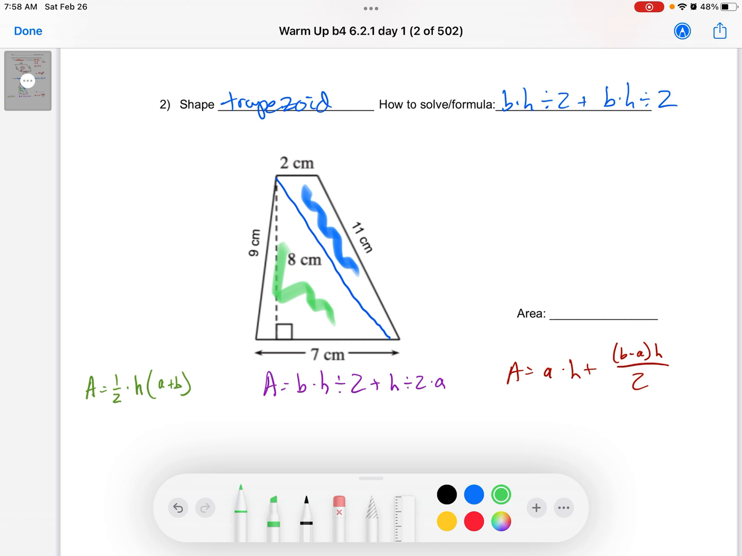All right, so actually what I'll do is color-code those so you can kind of see how that works. So the base of that green triangle is 7. Its height, looking for that 90 degrees, is 8. Divide that by 2. 7 times 8 is 56. 56 divided by 2 is going to be 28. So 28 square centimeters.